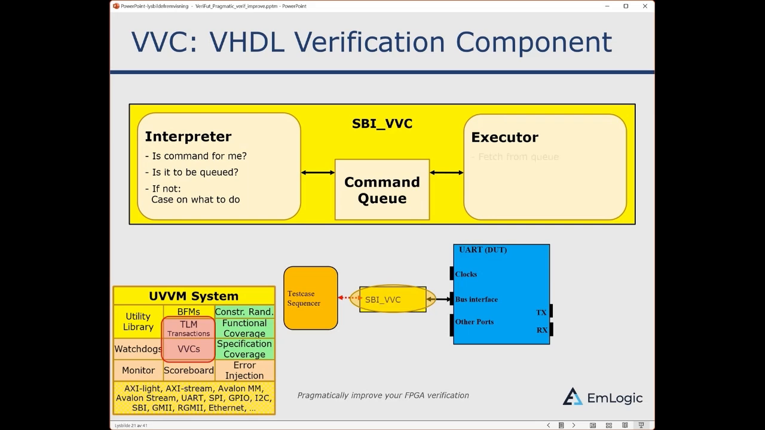Then it comes through the command queue, and the executor will see that there's a command in the queue. It'll fetch that from the queue and case on what to do. In the case of the SPI, it will check: is this a read, is this a write, is this a check command? And then it will execute that BFM towards the device under test. That means the verification component is also using the BFMs, but the test sequencer doesn't see that. It just sends the command to the verification component, and the verification component handles everything else.